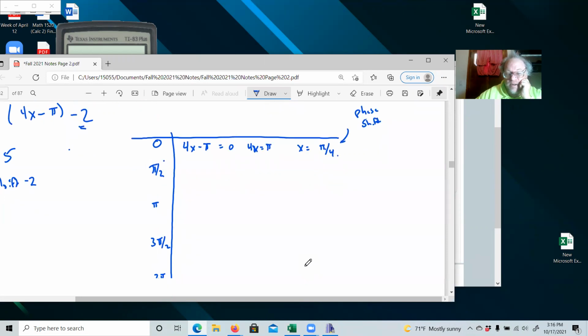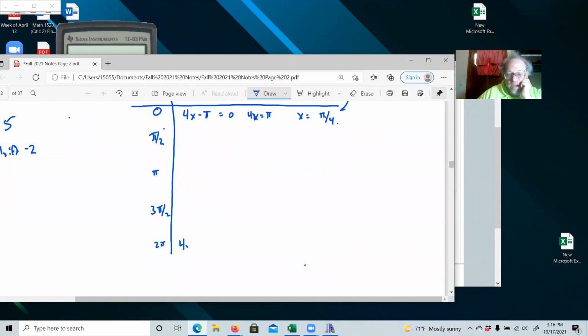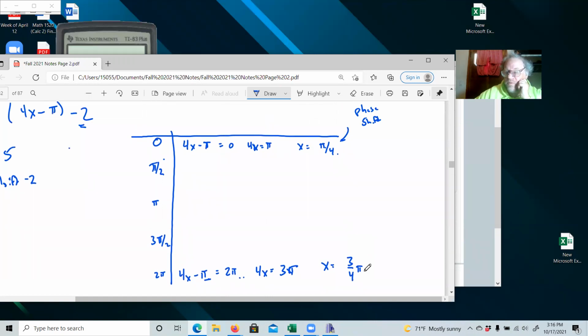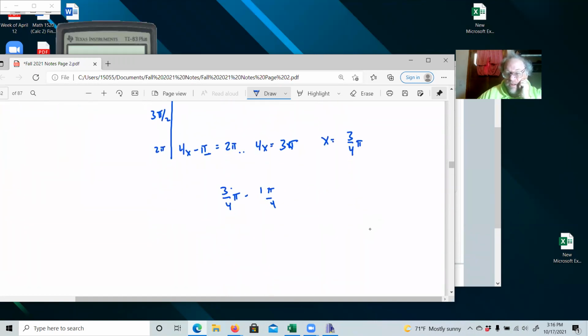Okay, let's look at the last one. We have 4x minus pi equal to 2 pi. We have 4x equal to 3 pi because we add pi to both sides. So x is equal to 3 pi over 4. What's my period? My period is 3 pi over 4 minus pi over 4. Where did I start? Pi over 4. Where did I finish? 3 pi over 4. So that's 2 pi over 4.